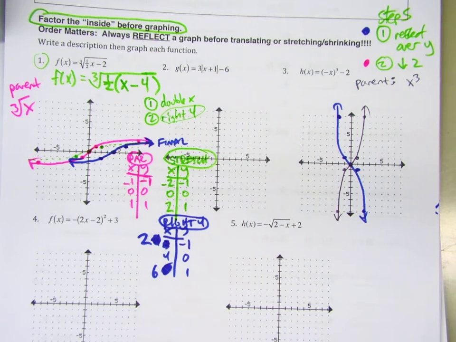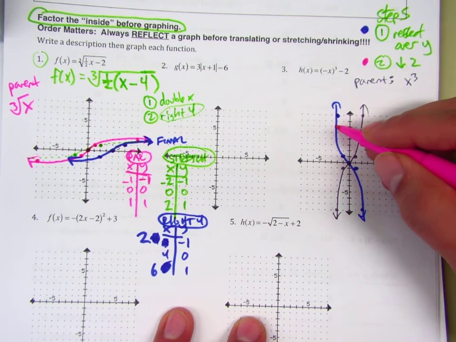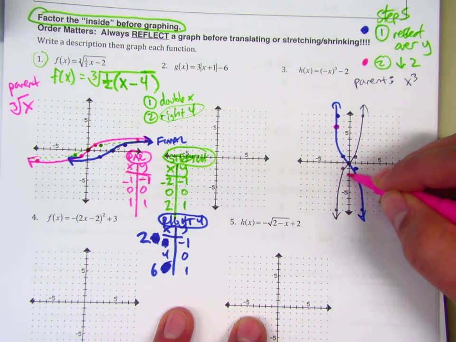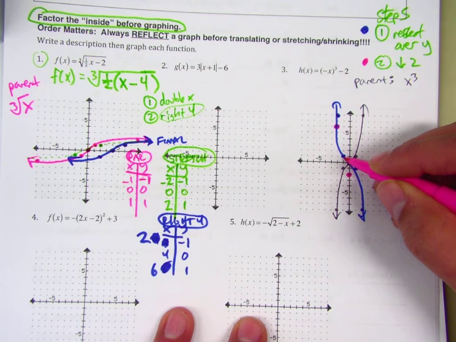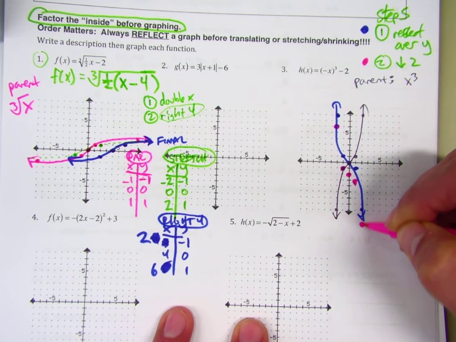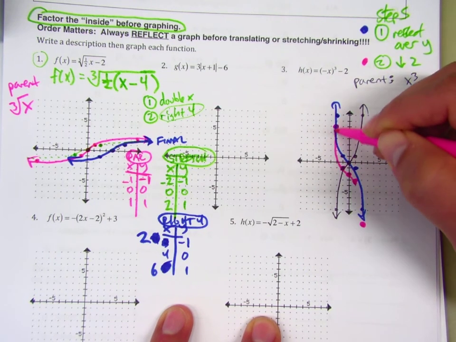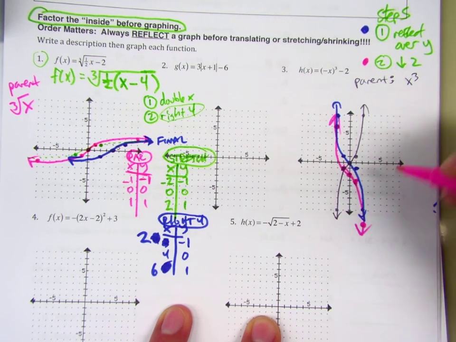What's the final step? So now we're going to take all these points and just shift everything down 2 units. So this point goes down 2, that point goes down 2, this point goes down 2, that point goes down 2, and then this one is kind of off the graph, but that's going to go down 2. So your final graph is going to look something like this.